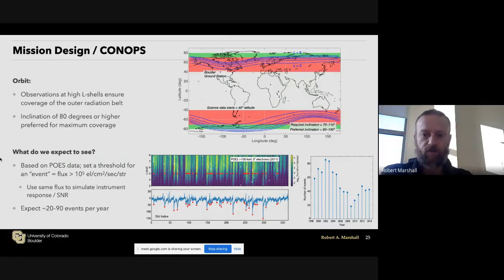The bar chart, quasi-histogram, stem chart, I guess, on the right gives you a sense of the number of events we can expect in a given year. There's clearly a solar cycle dependence there with a minimum in 2009. And so if we launch in 2022, we'll be on the ascending phase of the solar cycle and hopefully get a couple dozen events at least.